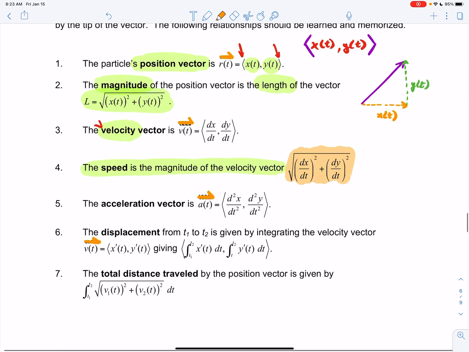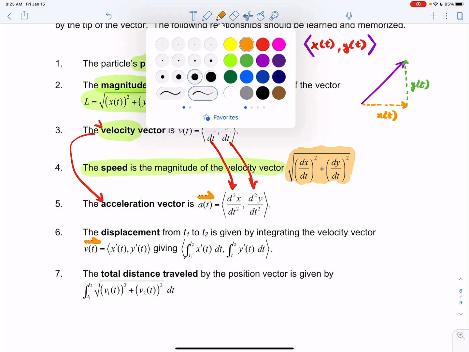Okay, so similar to velocity, how do you get to acceleration? You take the derivative one more time. So this right here is just the second derivative. And again, very intuitive. Okay?